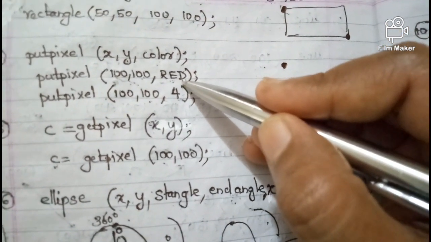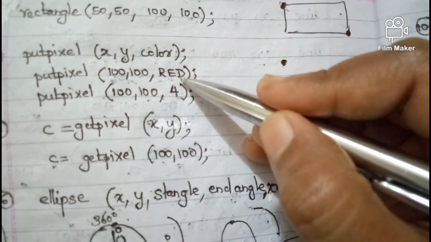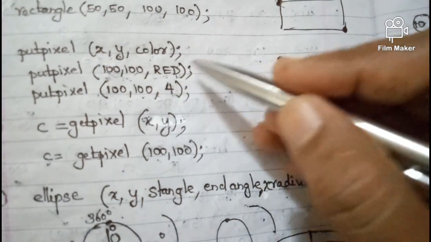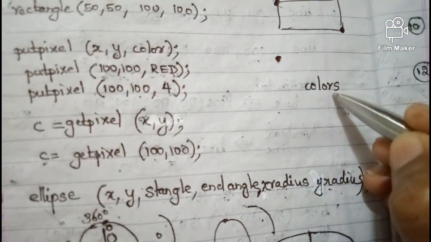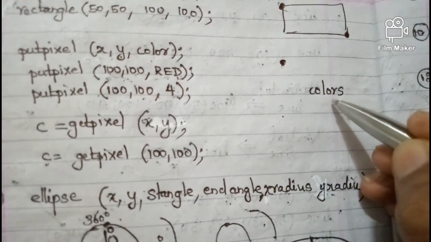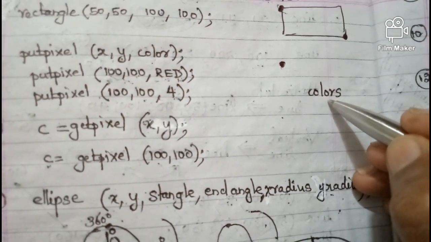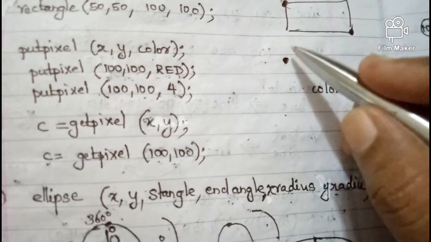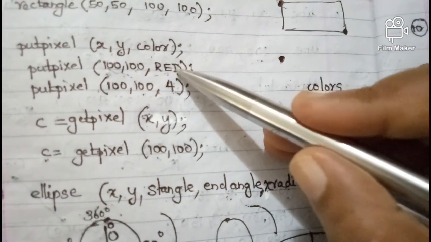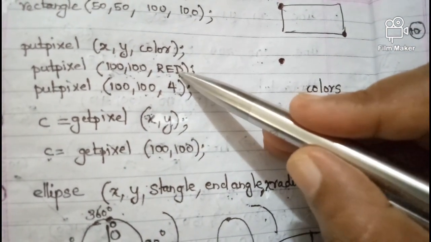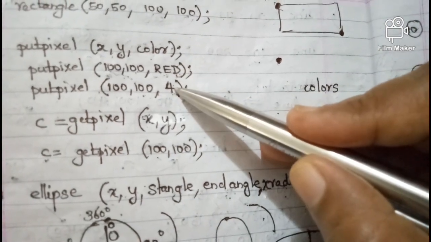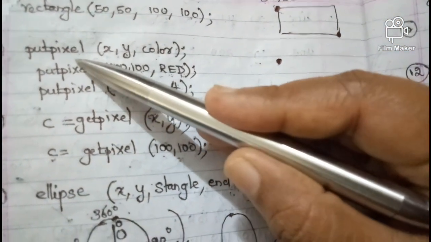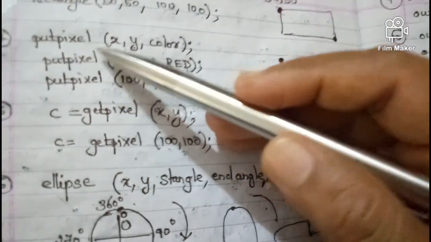Now, how will you know how many colors your system has, or which color has which code? To know all these things, simply type the word colors on your programming editor screen. After typing this word, when you right click on it, you will reach a help section where you can see various colors that can be displayed on your computer screen and the color code of each color. Okay, so put pixel is used to plot a pixel on your screen using a color.